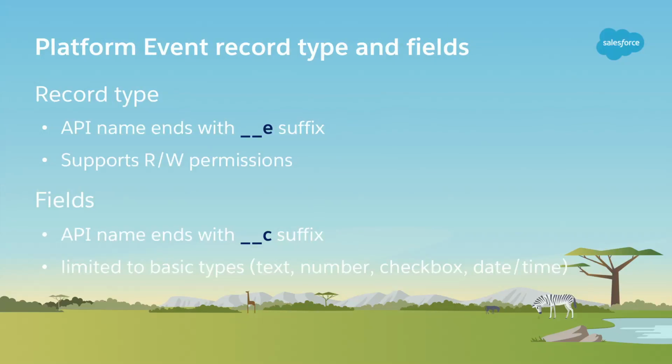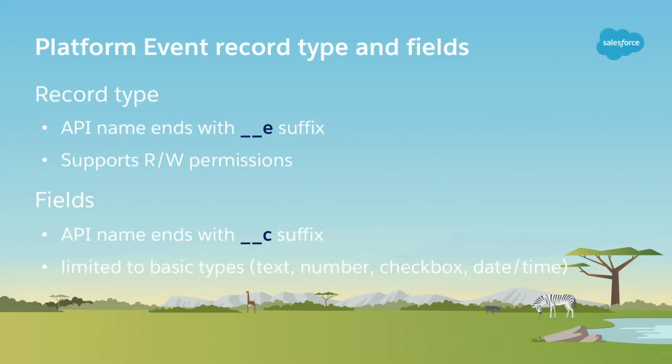But you cannot filter specific types of events. So it's either a client has the right to read or to write messages of a given type, but you cannot filter like, if this message contains this data, then I can read it or not. So the read-write permission is only on the record. It's not on the fields. We don't have field-level security for platform events.